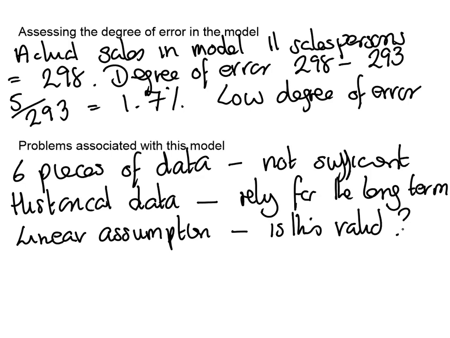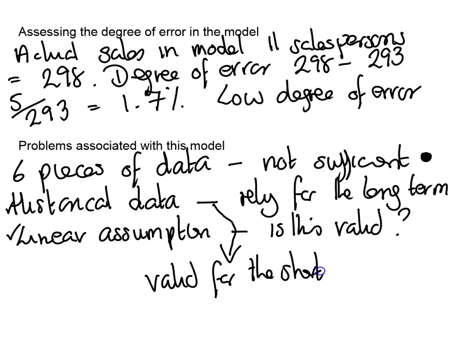Saying that, this is my key problem area, because with my other 2, I can say that those 2 are valid for the short term. Over a limited period of time, we are going to say that if nothing significant happens, my historical data can be shown to represent the future, and the linear assumption is often valid over the short term. But I've only used 6 pieces of data.